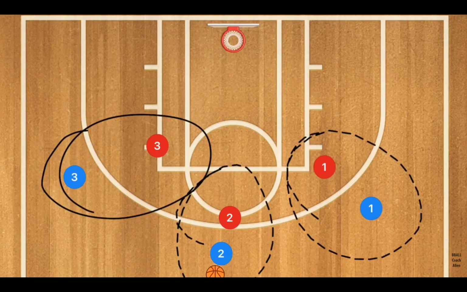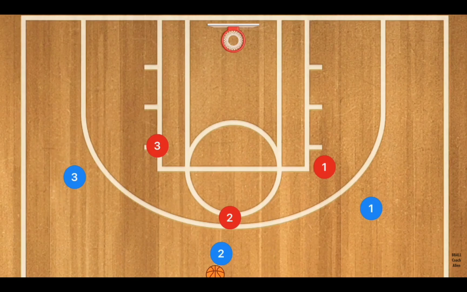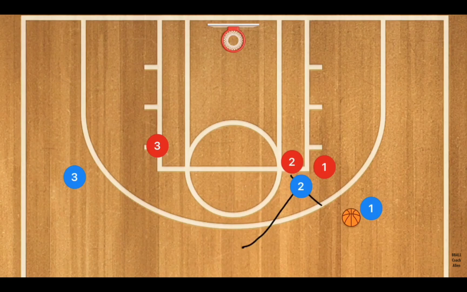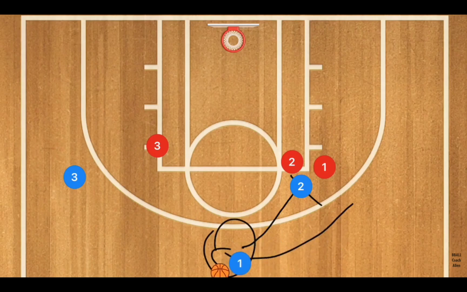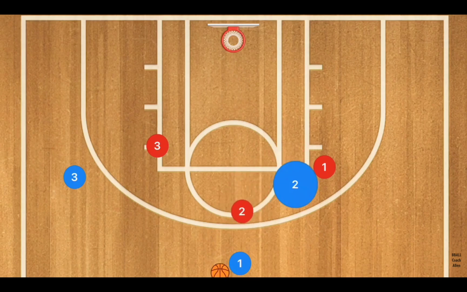What about pass and screen 4? Very simple. Player 2 is going to pass to player 1. We're then going to have player 2 set a screen for player 1. Player 1 is going to use that screen. He's going to pop out towards that spot that's open, and we're going to have a possible shot by player 1 or player 2 rolling towards the basket, especially if there was a switch. He could be rolling towards the basket for an easy layup.